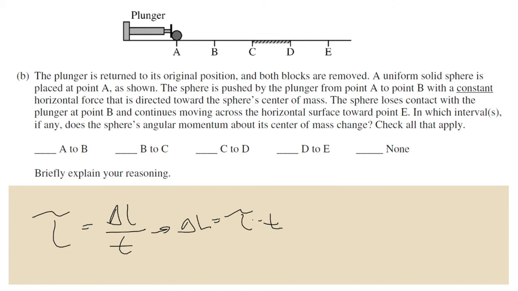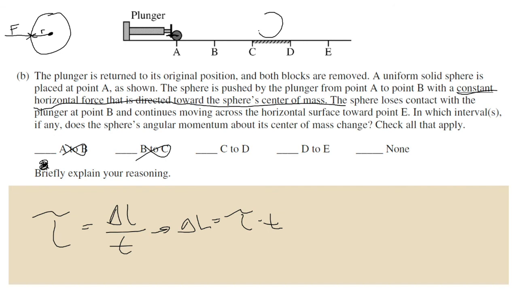They give you a really super important hint here: they not only tell you the force is constant again, but they tell you the force is directed toward the sphere's center of mass. That means if we drew the position vector from the pivot point to the point of application of the force, they're parallel. There's no change in the angular acceleration from A to B. Notice from B to C, this is just a frictionless surface. That doesn't work either.